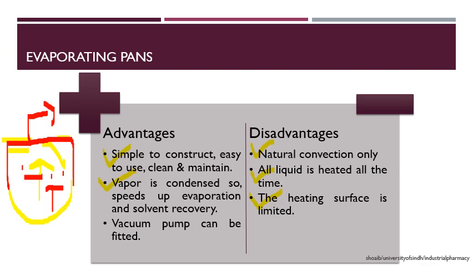Finally, one of the major advantages is the attachment of the vacuum pump. Now, if you fit the vacuum pump, we can decrease the temperature. As we decrease the temperature, the boiling point will be decreased. As a result, we can evaporate the thermolabile substances, the substances which cannot withstand higher temperatures.